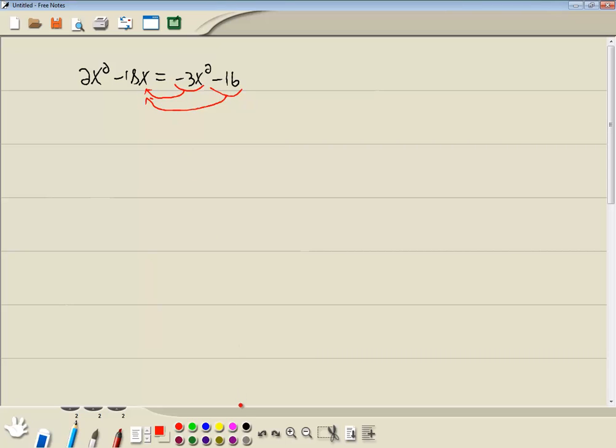The reason why is I want the number that's in front of my x squared to be positive. That's why I chose that direction. So I'll take the negative 3x squared over, and it becomes a positive 3x squared minus 18x, and take negative 16 over and it becomes a positive 16. Notice as I rearrange these, I put these in standard form. Combine together like terms at any step. 2x squared plus 3x squared is 5x squared minus 18x plus 16 equal to 0. It does work out best if you have it in standard form when you're factoring.